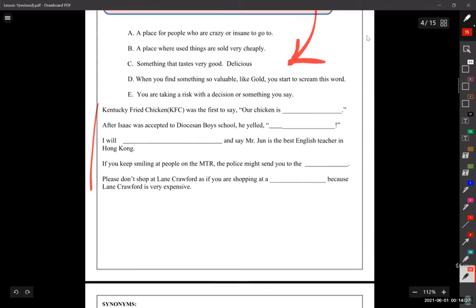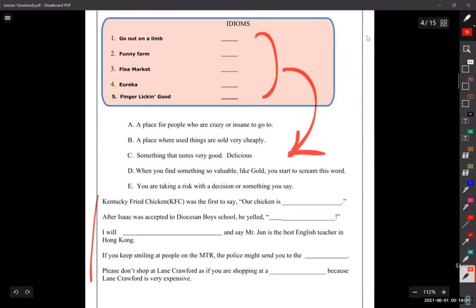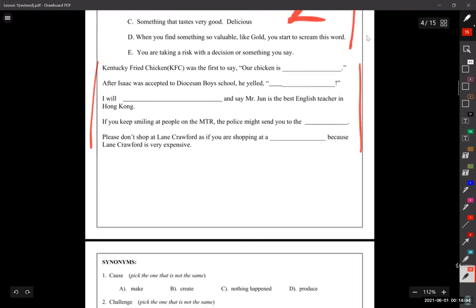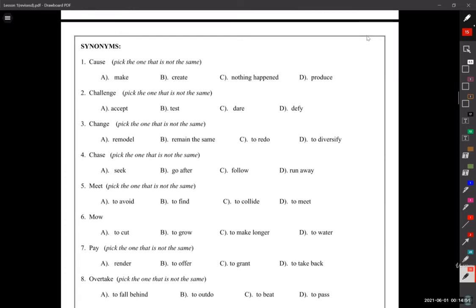Okay, after finishing the idioms, we move on. Sorry, now for the idioms, for the first part, which is this one, you can give them about 3 minutes. And then afterwards, for the next part, once again, 2 to 3 minutes should be good. Okay, let's move on to the next part, synonyms. Now for synonyms, we have about 8 questions. So do remember to let them try and do it themselves first, these first 8 questions.